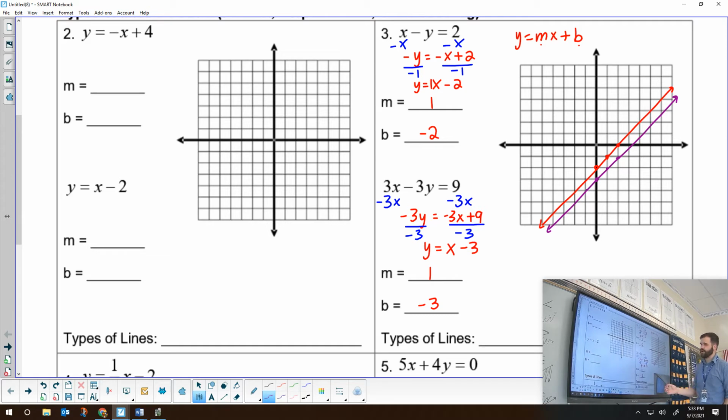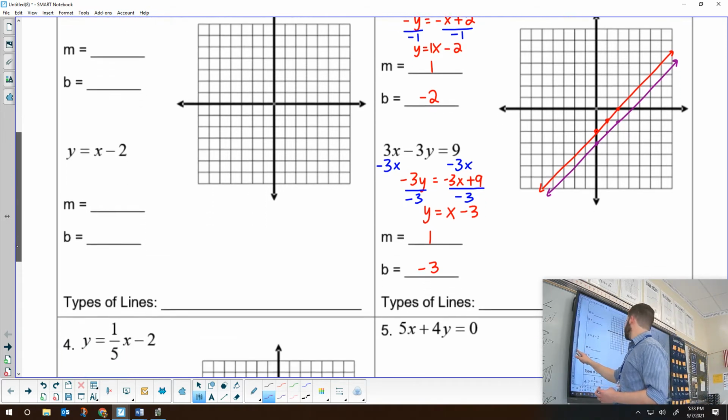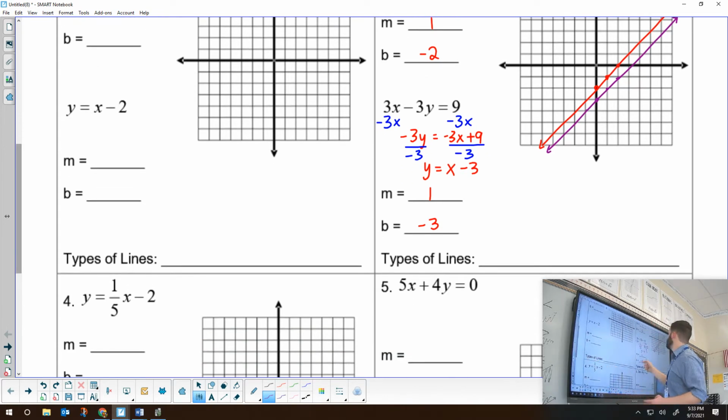So what type of lines are they? Are they parallel, perpendicular, intersecting, or coinciding? Well, these two have the same slope and different y-intercepts, so these are going to be parallel. So these two are parallel.